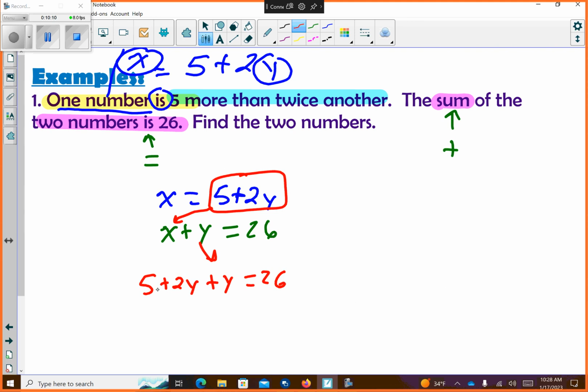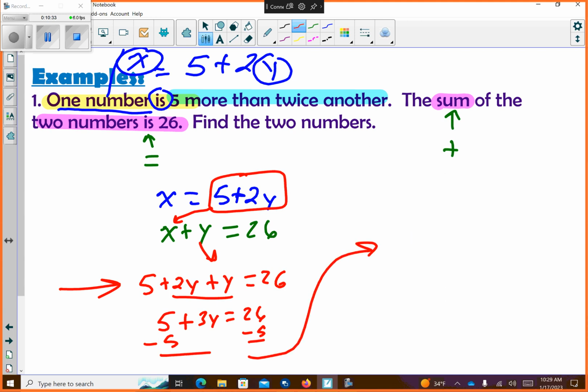Okay. Let's see. How can I clean this up a little bit? Combine the y's. What's 2y plus y? What's that going to be? 3y. Subtract 5 from both sides. So I get 3y equals 26 minus 5, which I believe is 21. Divide each side by 3, so you said 7. So our y value is 7.